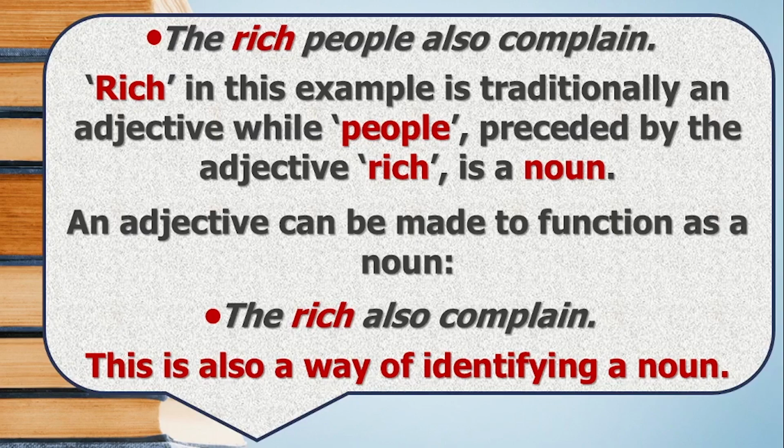Now let's see the example. The rich also complain. Now look at the first example. The rich people also complain. Here we are saying the rich also complain. Now the rich in the first example, which is functioning as an adjective, modifying the noun people, has now been made to function itself as a noun. So we say the rich also complain. Now this is also a way of identifying a noun.